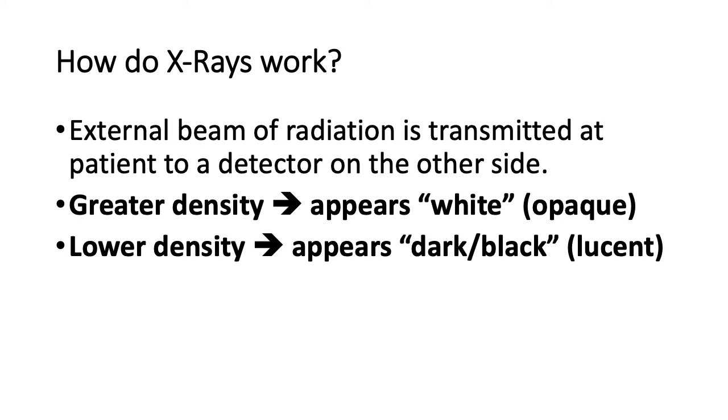X-rays work by transmitting an external beam of radiation at the patient to the detector on the other side. Structures that appear radiopaque or white on imaging have greater density and resist the passage of X-rays. Conversely, structures that appear radiolucent or black on imaging have less density and permit the X-ray beam to pass through them. The advantage to X-rays or radiographs is that they are relatively fast, inexpensive, and have less radiation exposure compared to CT and other imaging modalities.